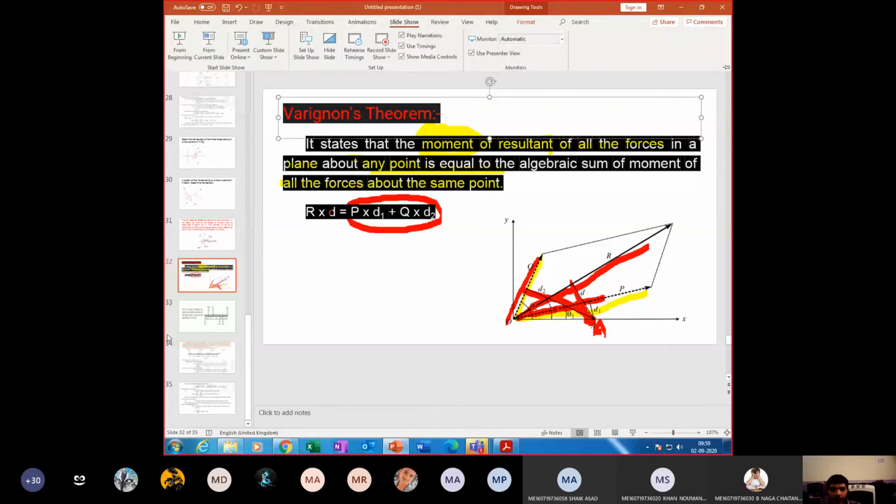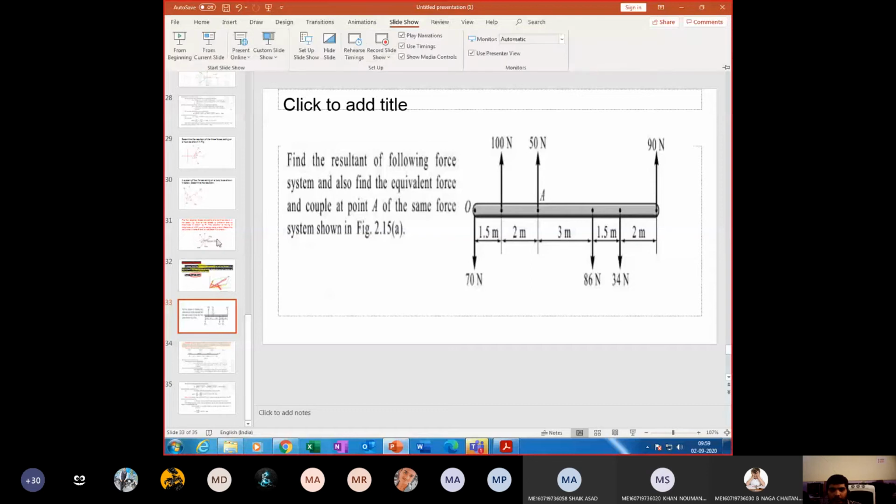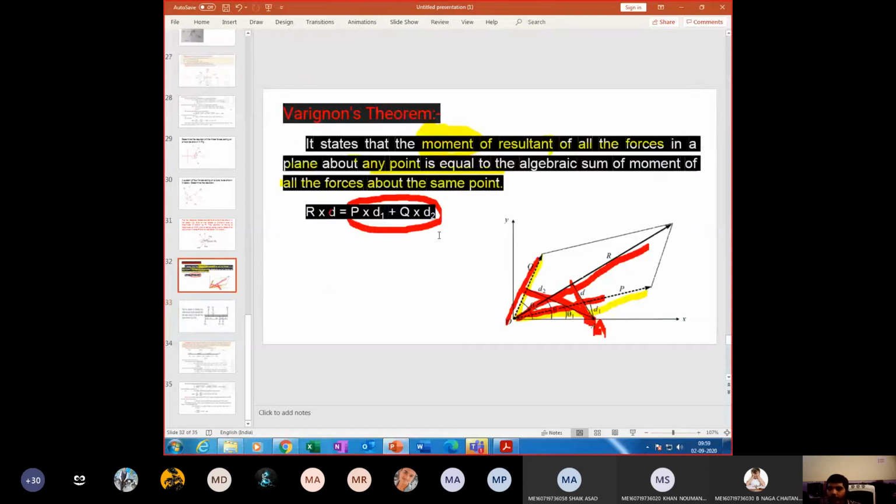Next we will move to the problem. Resultant into its perpendicular distance is equal to the algebraic sum of the moments of all the forces. See here, P into D1 plus Q into D2. Suppose some other force, X into D3 plus Y into D4, and so on. If X and Y forces are also acting on this body, you have to consider their perpendicular distances also about the same point.